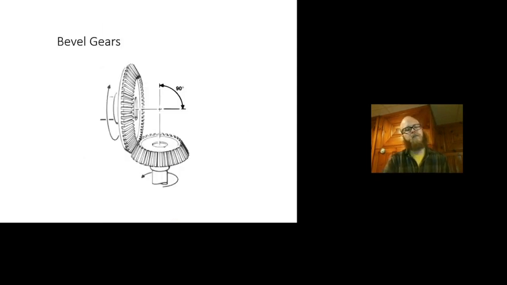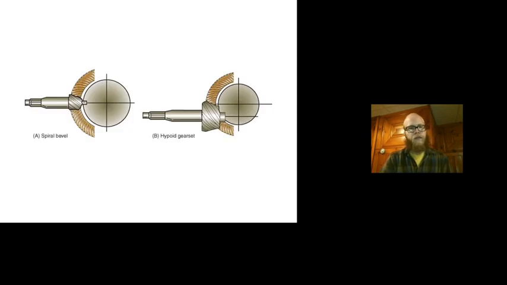Bevel gears look kind of like a ring and pinion. They allow us to turn our power flow around a corner. And then there's our ring and pinion. So spiral bevel, same concept as the difference between a spur gear and a helical gear.